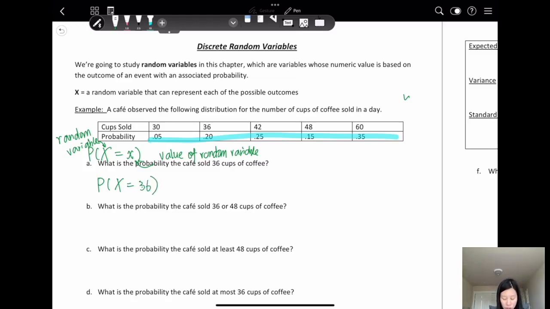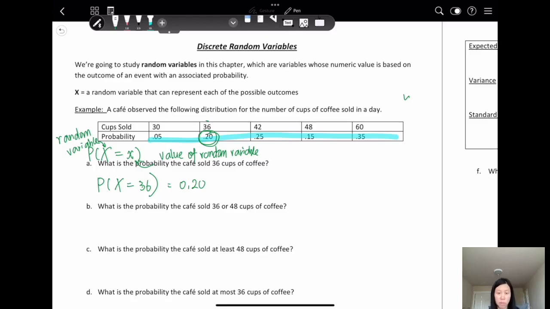So what's the probability that the random variable equals 36? Now look at the chart. The probability of the cafe selling 36 cups of coffee equals 0.20, or 20%. What's the probability of selling 36 or 48 cups of coffee?